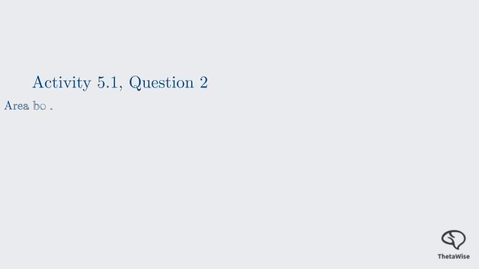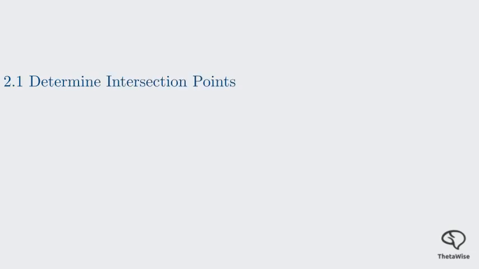This question is a 3-part problem. Determine intersection points, sketch the graphs, and calculate the area bounded by them. Let's start with part 2.1. Determine the points of intersection of y equals x squared plus 2 and y equals x plus 4.